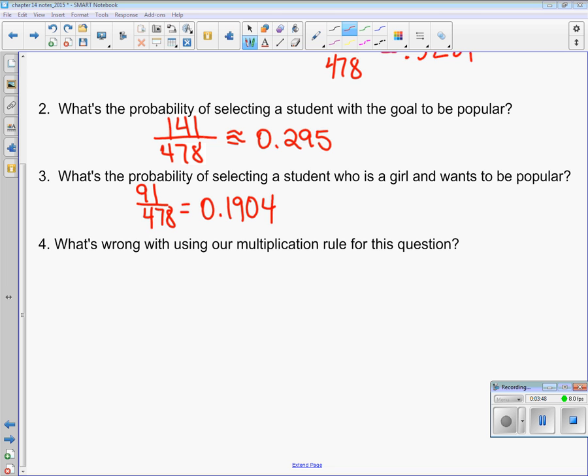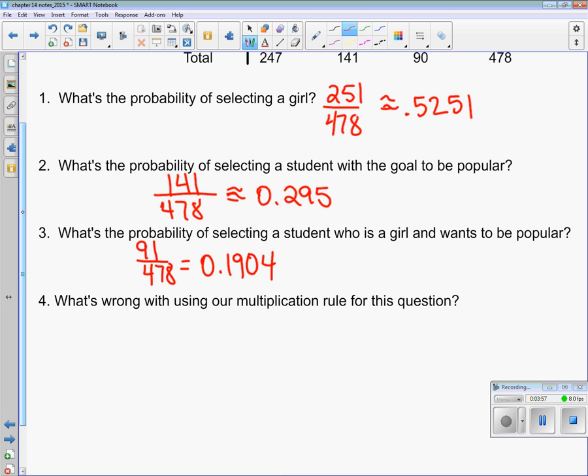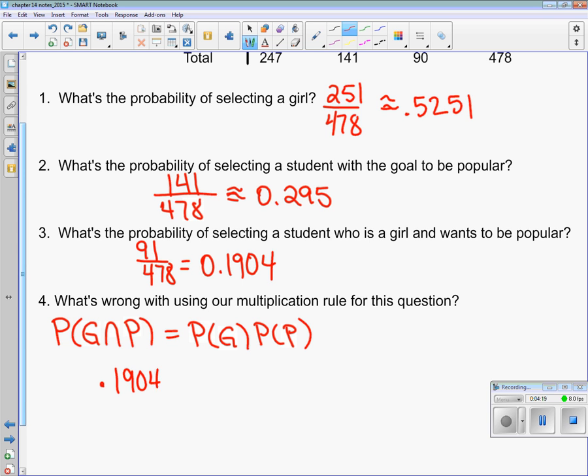What's wrong with using our multiplication rule? By the way, multiplication means one and the other. I can just multiply, right? So let's put this in context here. Number 3 says the probability is girl and popular. The rule that we know so far means I just take the probability of girl times the probability of popular, right? Okay, so probability according to my contingency table of girl and popular is 0.1904. Would you agree?